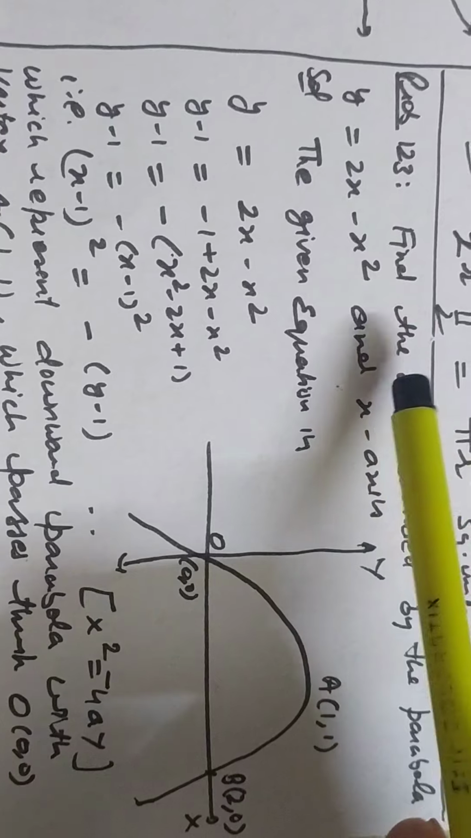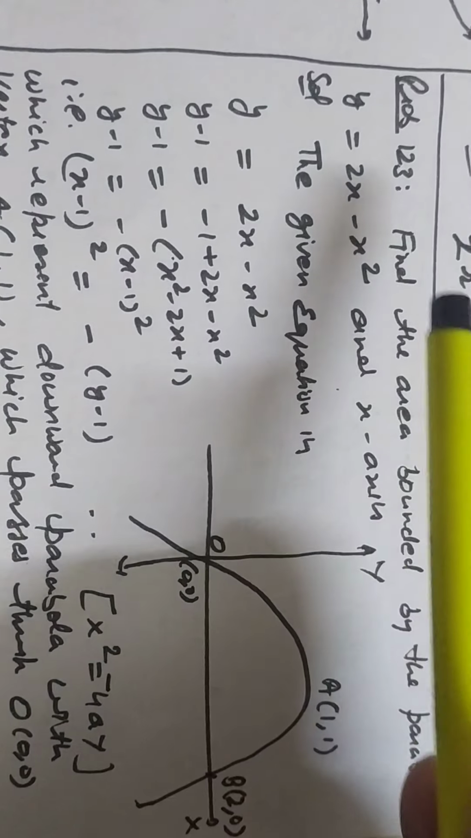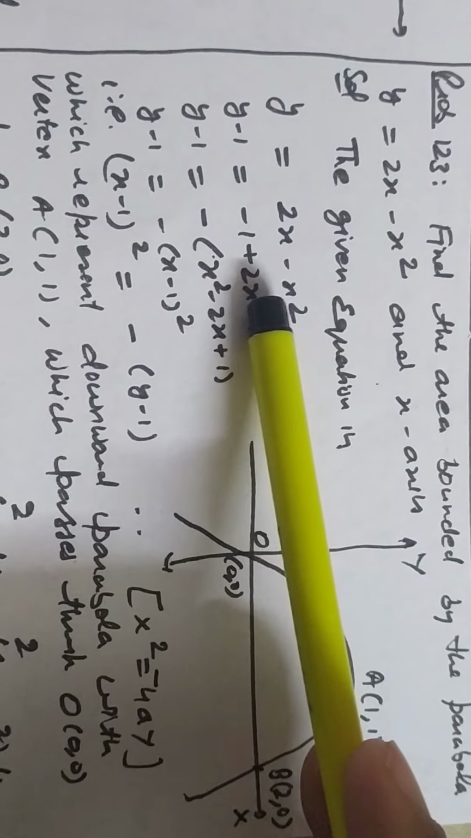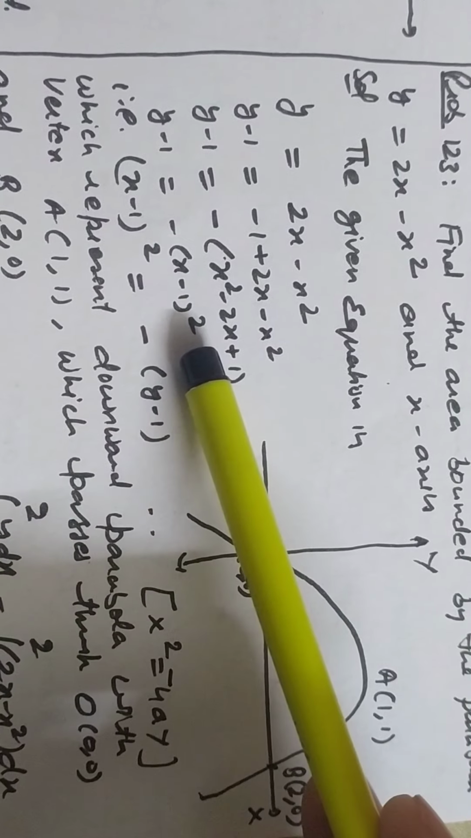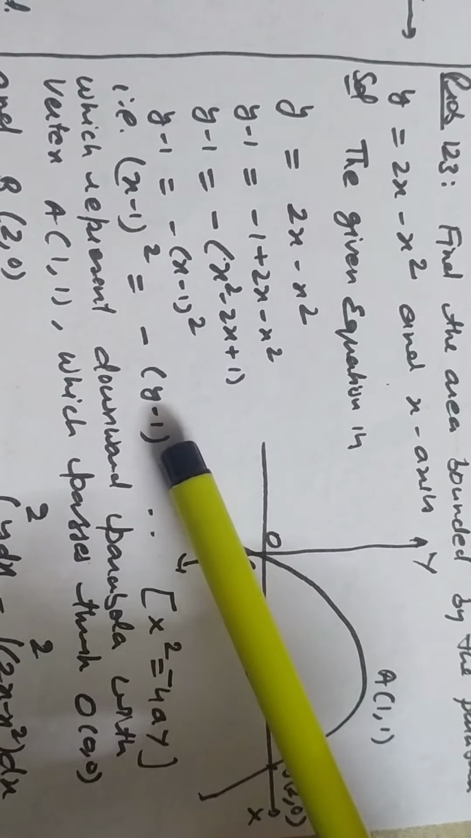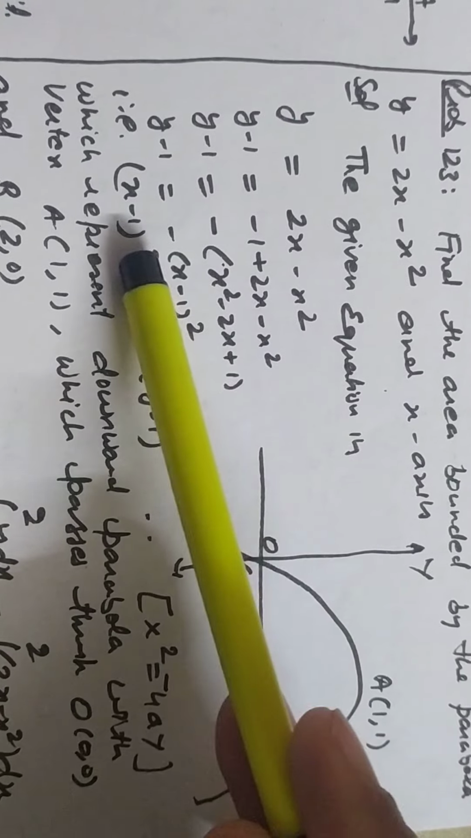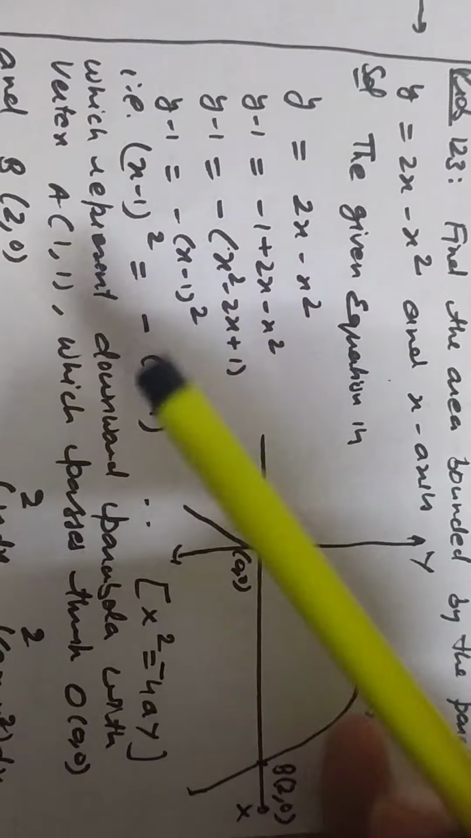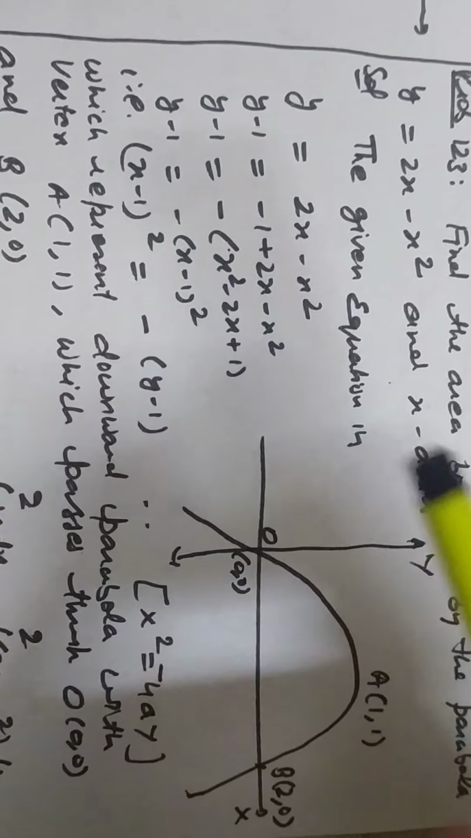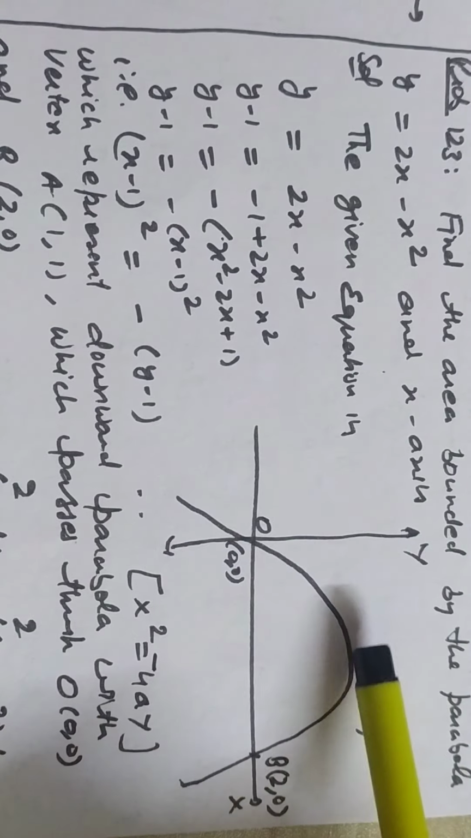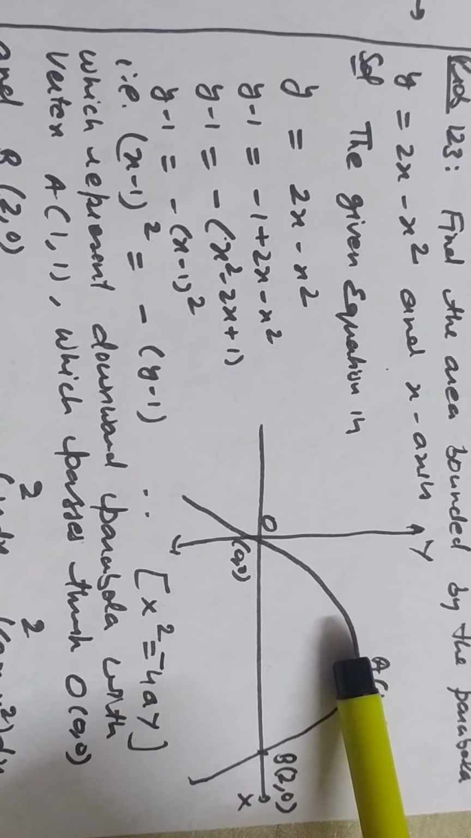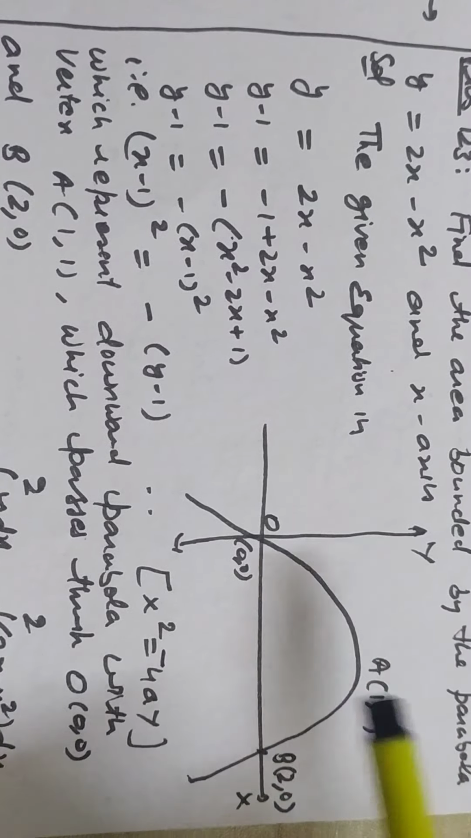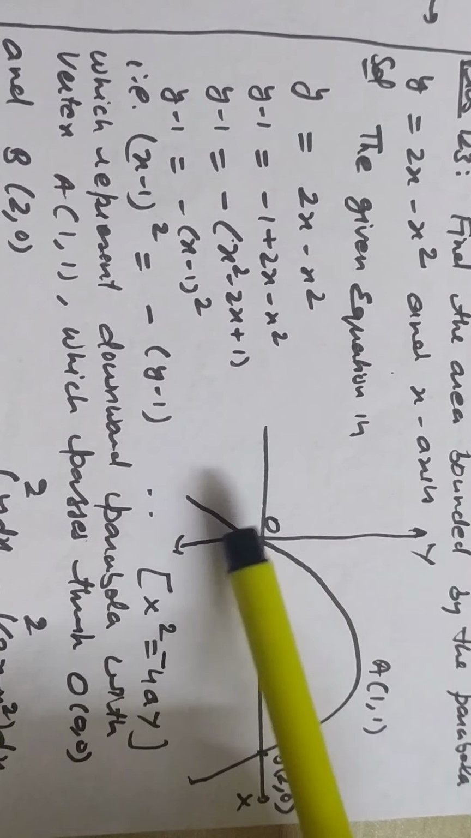Question number 123, find the area bounded by the parabola y equal to 2x minus x square and x-axis. So y is equal to 2x minus x square. After completing the square, I will get (x minus 1) whole square is equal to minus 1 into (y minus 1). It means this is the parabola whose vertex is (1, 1), that is this one. So the turning point will be this point. Now I am asking you to find the area under this parabola and x-axis.